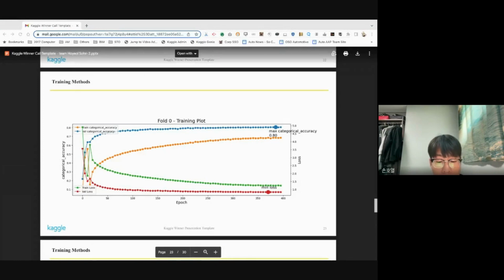Here is the training plot of the final single model. Due to the strong regularization applied, validation accuracy continued to increase up to 400 epochs, and it showed a validation accuracy of 0.80 in a 5-fold split by participant ID. When I trained the model on the whole data and submitted, it also showed an accuracy of 0.80 on the public leaderboard. Next slide.